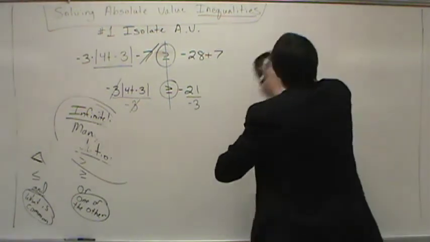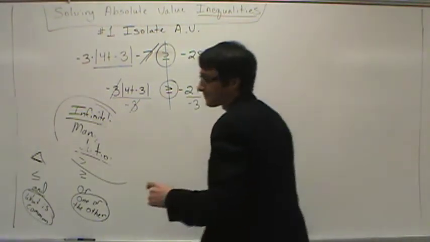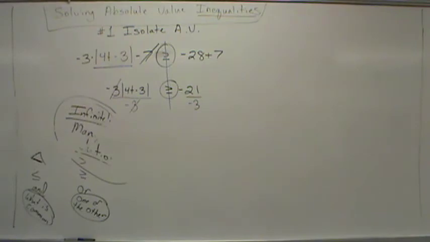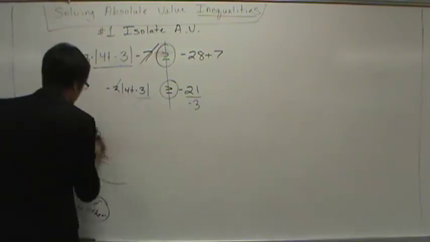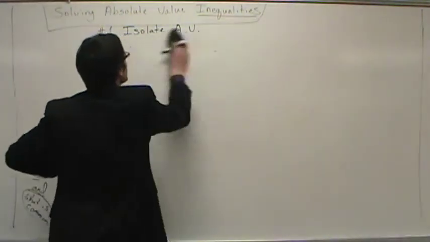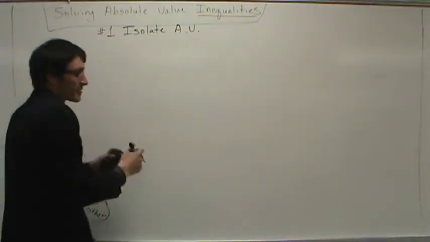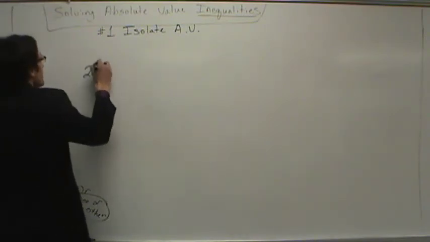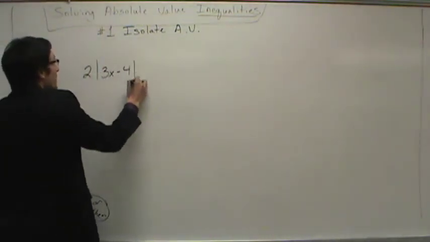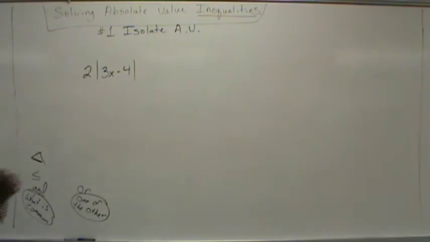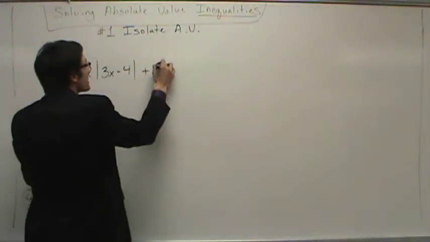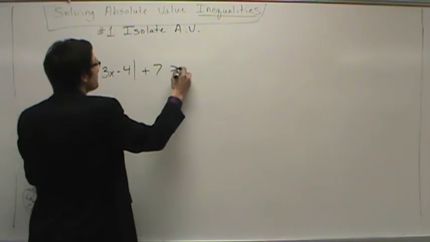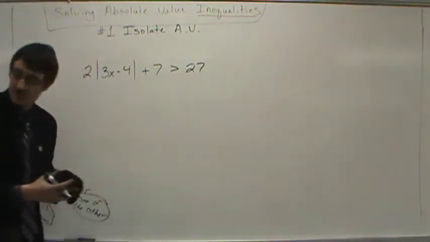The next question will be like number 18. Like number 18. Okay, so I'm going to make number 18 in your book just a couple steps harder. Okay, so 2 times the absolute value of 3x minus 4 plus 7 is greater than 27. I believe that should be the same.